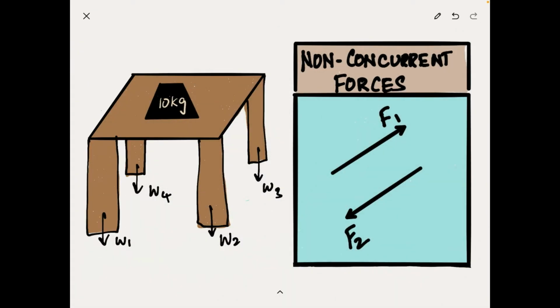Next is the non-concurrent forces. Well, it's obvious from the name itself that if a system of forces are not concurrent to each other, they are non-concurrent forces. Or rather, if the forces do not share same point of application, then they are non-concurrent forces. Look at this example. We have a table, and on the table we have some load. Now, this load will be acting downwards through the legs of the table. Each leg will experience a fraction of the entire load, and each of these loads will have their own point of application. In other words, they are non-concurrent.